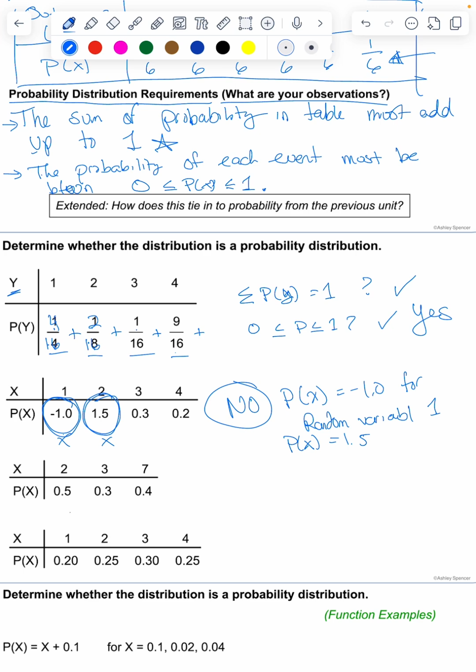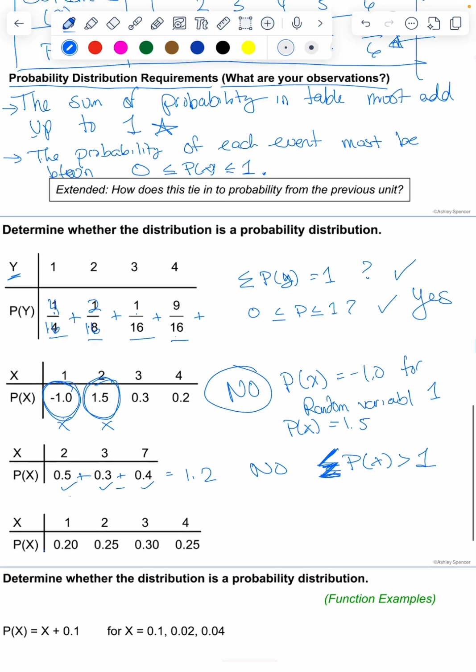Next one, why is this guy? Well, it passes that all of these are between 0 and 1, so that's a yes. But if you add all of these, what do you get? 5, 6, 7, 8. You got 1.2. So no, because the sum of P of X is greater than 1. And remember, this notation right here means sum. Okay, maybe we'll talk about it, but you don't really have to know it. All right, I'll let you guys do the last one.